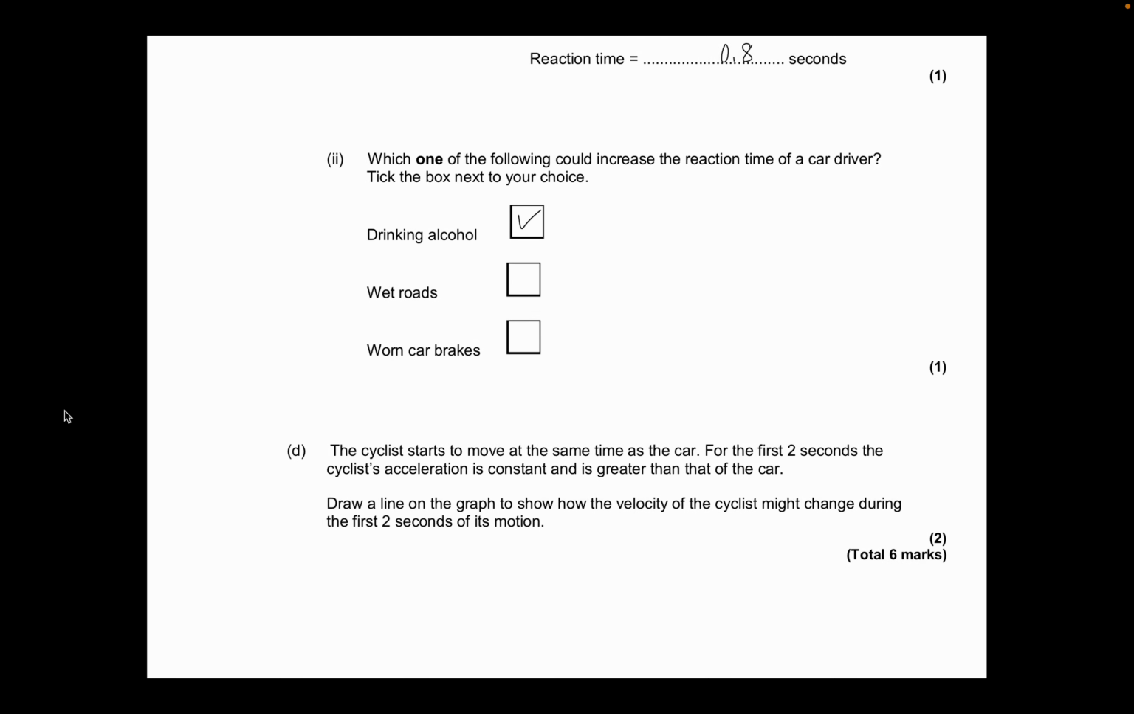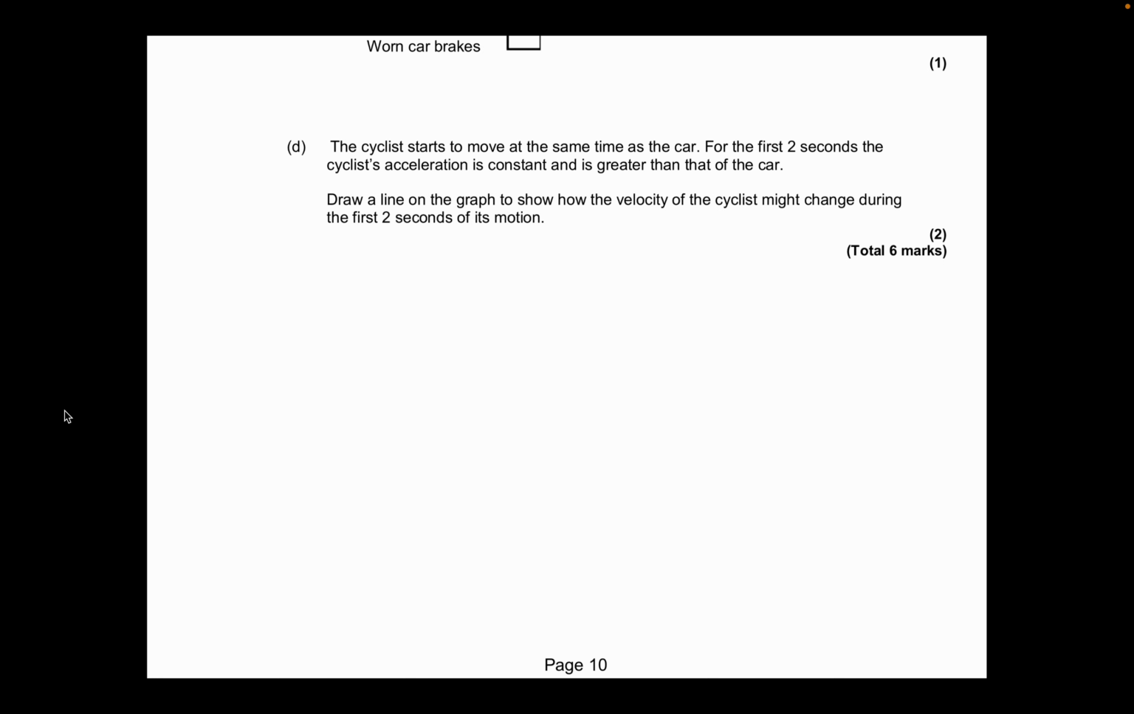Okay? Next question. The cyclist starts to move at the same time as a car. For the first 2 seconds, the cyclist's acceleration is constant and is greater than that of a car. Draw a line on the graph to show how the velocity of the cyclist might change during the first 2 seconds of its motion. Okay?